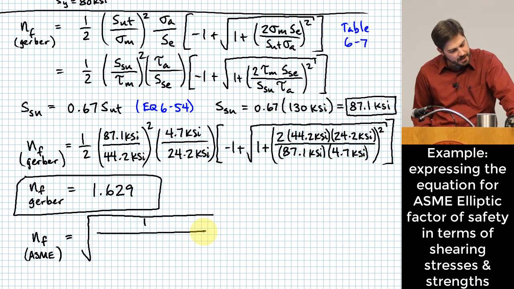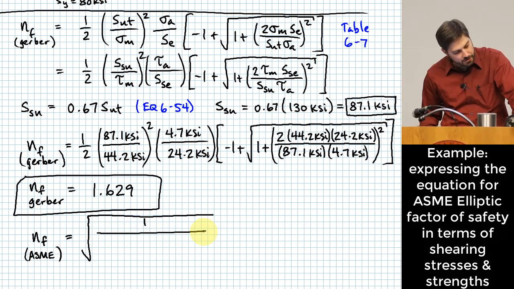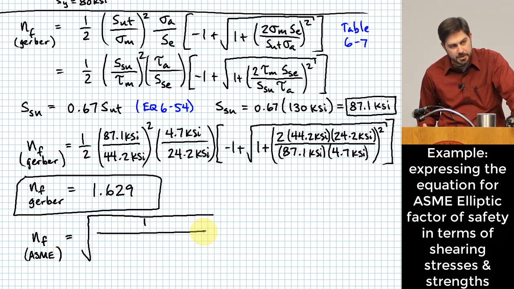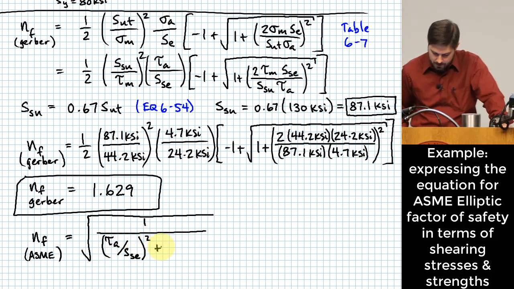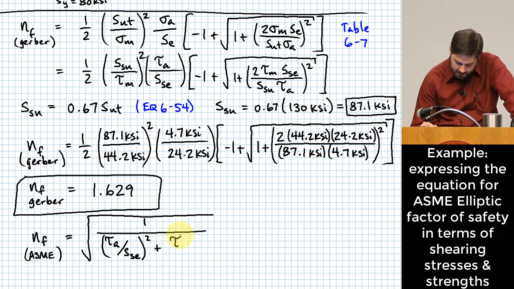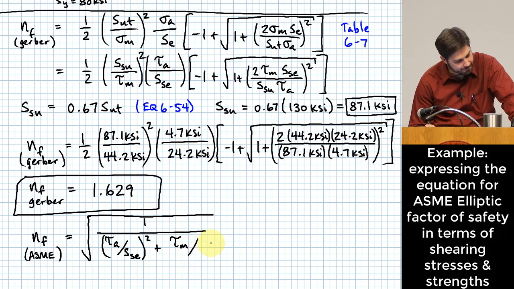Okay, the first term we have down there in the denominator is alternating stress over endurance limit. I'm going to change that, in the shearing orientation, to tau sub A over S sub SE. Next we have mid-range stress, which I'm going to make in the shearing orientation as well. And this is divided by S sub SY.